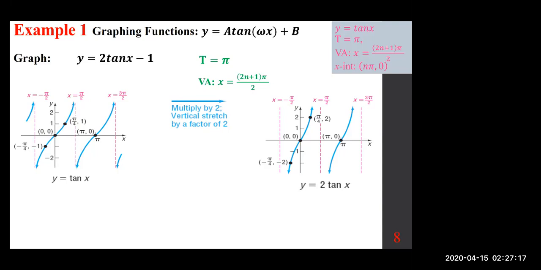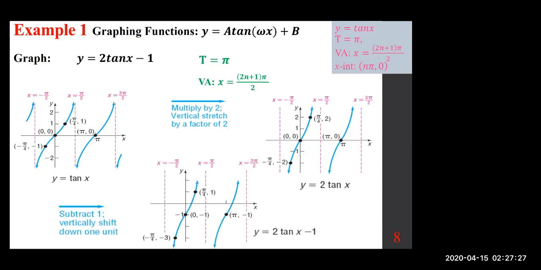The next part is the effect of negative 1. What is the effect of negative 1? The effect of negative 1 is shifting 1 unit down. As a result, (pi over 4, 2) now changes to (pi over 4, 1). (0, 0) changes to (0, negative 1). (Negative pi over 4, negative 2) changes to (negative pi over 4, negative 3). Sounds good? Everybody okay with that? Any questions?